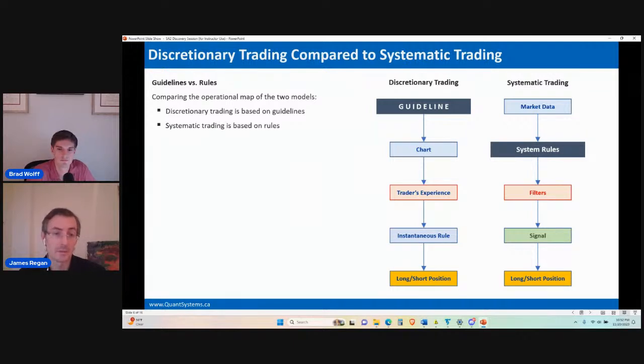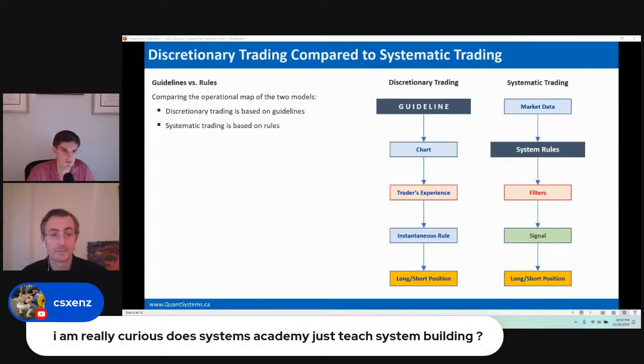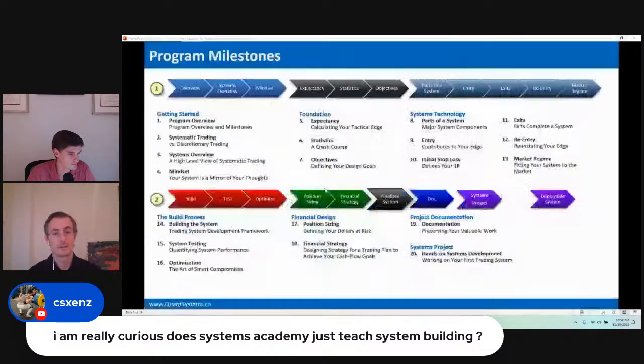But still, all of that's built into the way that you design your filters and your signal. 100%. And maybe that might be a good transition. There's a couple of questions over, does Systems Academy teach system building? And James, it's fair to say that Systems Academy is designing systems, right? Indeed. From A to Z.